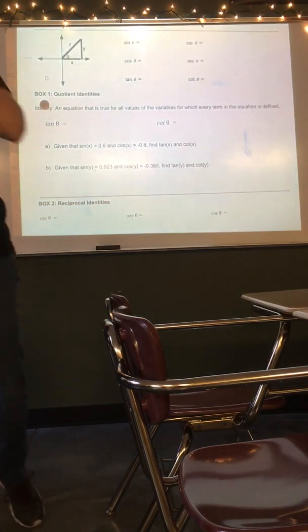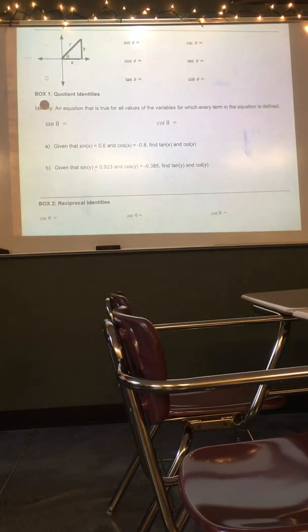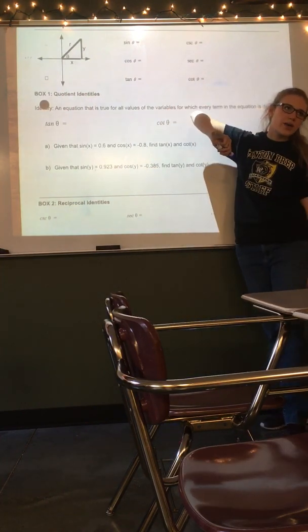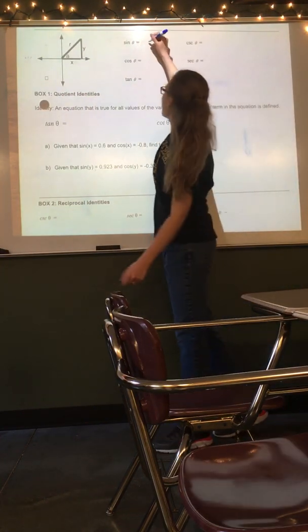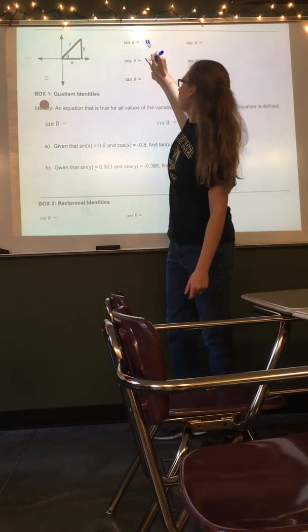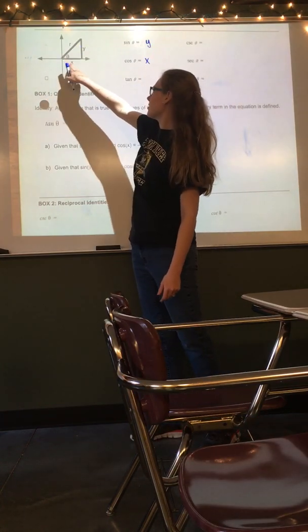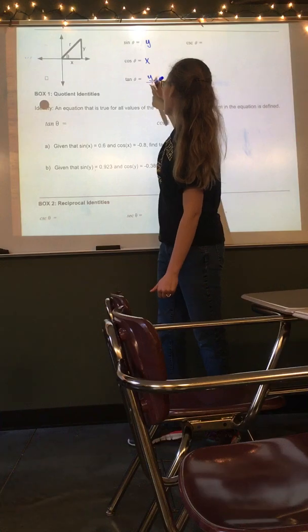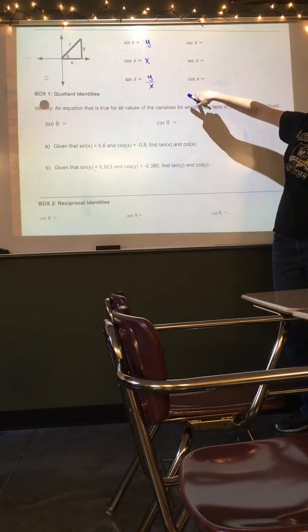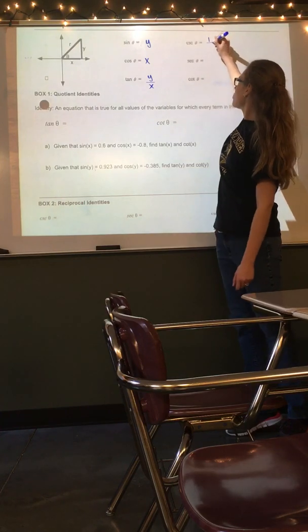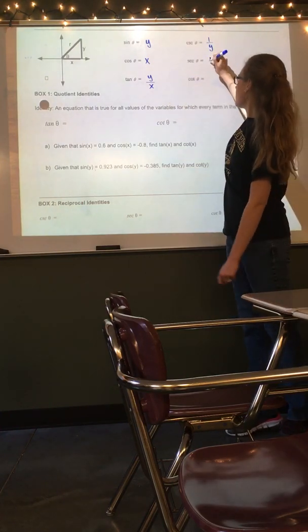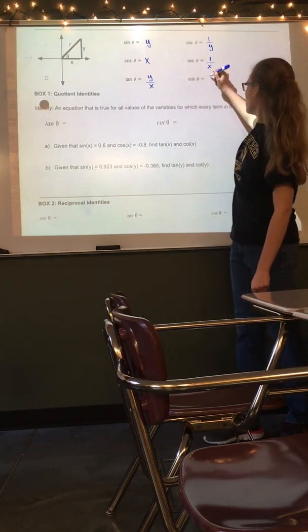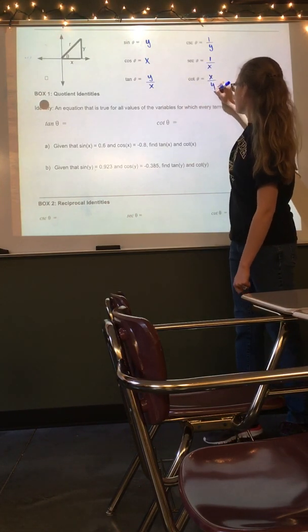Identities. So identities are equations that are always true that we can derive using what we already know. So this part we've gone through plenty of times before. Sine corresponds to y, and cosine corresponds to x. So y is the opposite side, x is the adjacent side, tangent is opposite over adjacent, y over x. And then these three are the reciprocals of the first three. So this is y, cosecant is 1 over y, cosine is x, secant is 1 over x, and tangent flips to give us x over y.